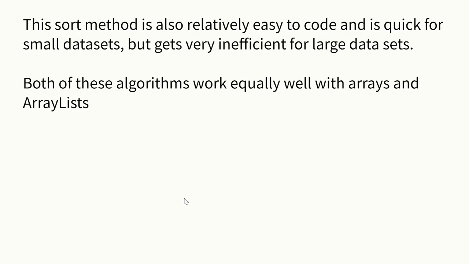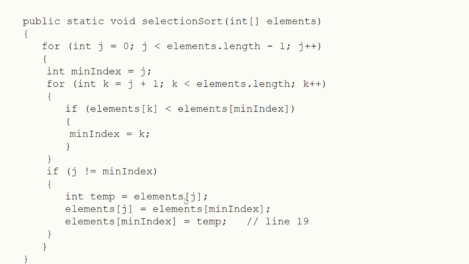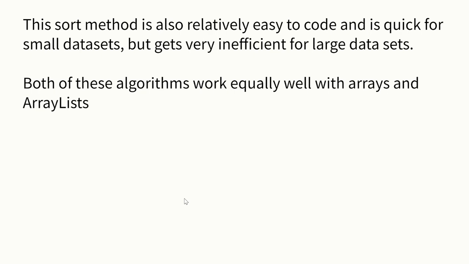Same issues, this sort, same issues as the other one. Relatively easy to code. I mean, look, it fits on one little page, and it's fast for small data sets, and it gets very inefficient for large data sets. Imagine if you had 1 million items and they were all out of order. Or if it was just 1 million down to 1 in the wrong order, every single time it would swap things, which would be crazy.